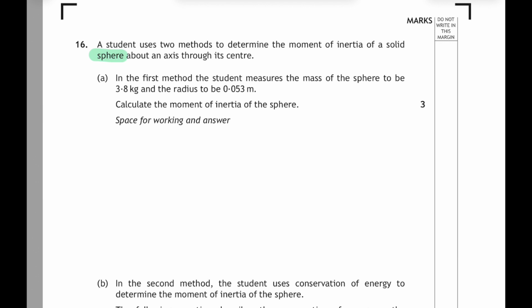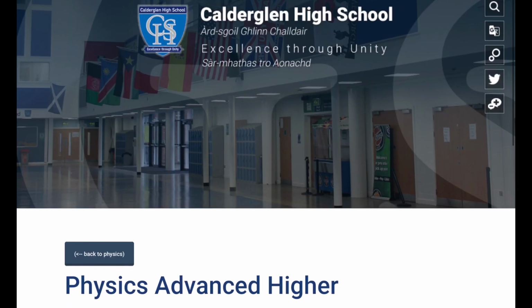And part A says, in the first method, the student measures the mass of the sphere to be 3.8 kilograms and the radius to be 0.053 metres, and we have to calculate the moment of inertia of the sphere. And as soon as you see that word calculate, you want to be going to your relationship sheet to look up an appropriate relationship for, in this case, the moment of inertia of a sphere.